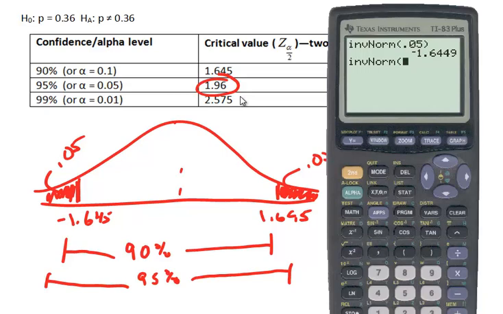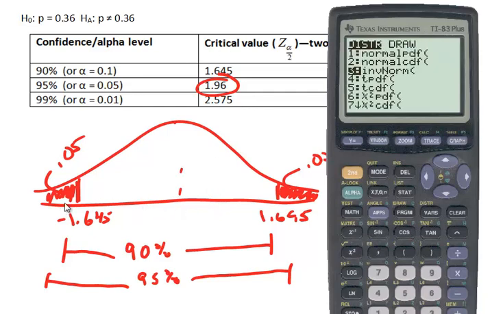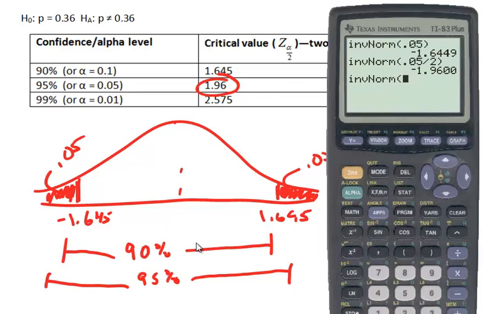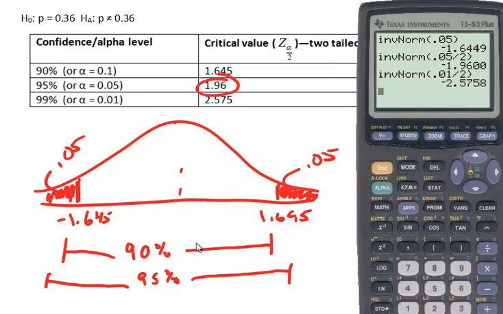95%, let's say if we don't want to do 0.05 divided by 2 in our head or ahead of time, we can just put 0.05 divided by 2. And I get exactly negative 1.96 in this case. Okay. And same thing for 99%. We'll go ahead and do that. So inverse norm, and 0.01 divided by 2. Okay, so 2.576 officially. This book and many others say 2.575. It'll be close enough for what we're going to be doing here.